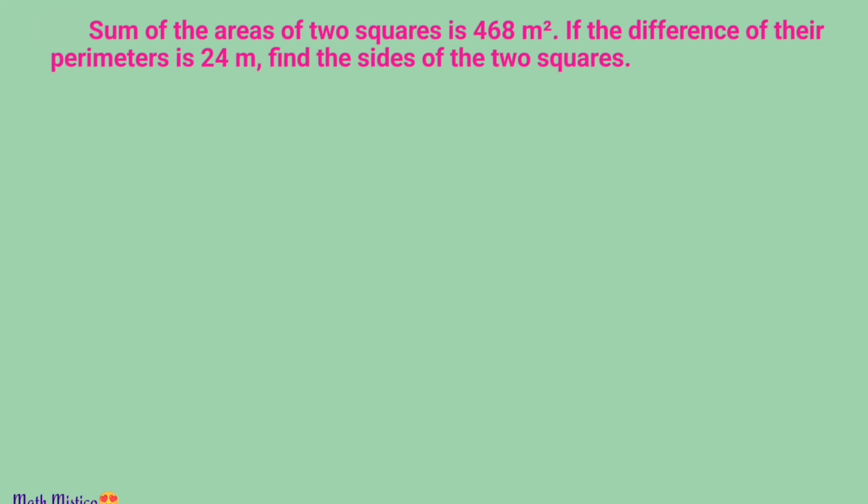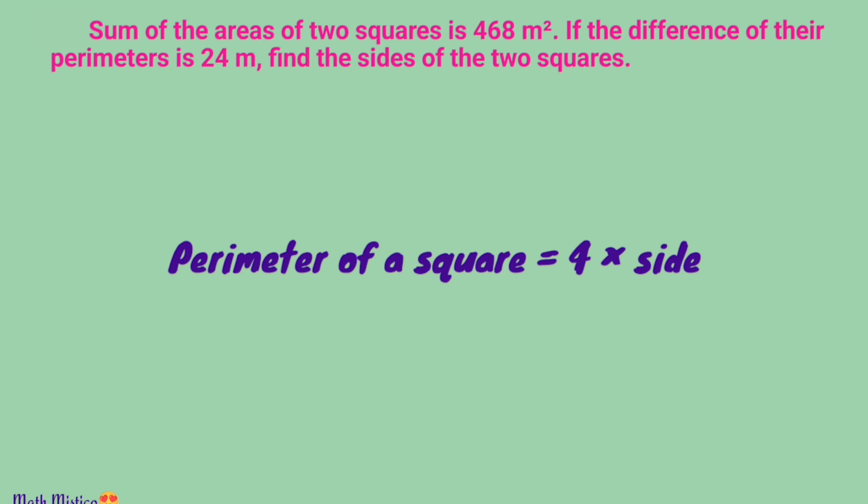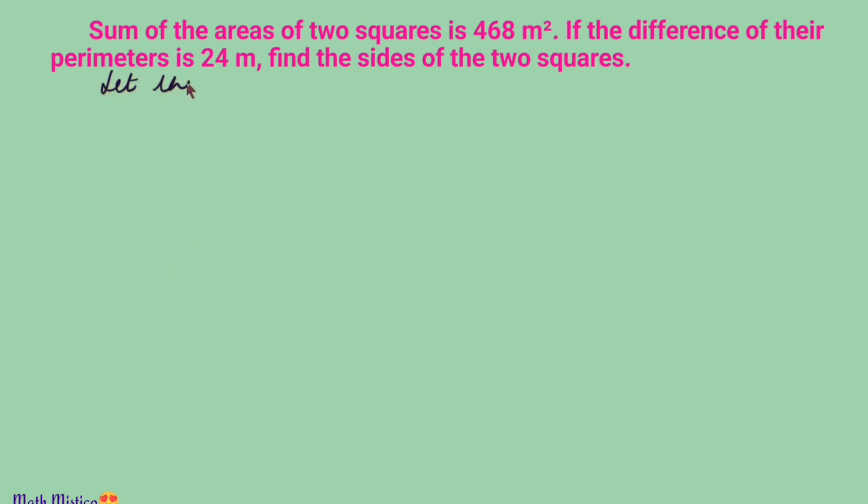Sum of areas of two squares is given and difference of their perimeter is 24 meters. We have to find the sides of the squares. As the relation between the sides is not given, we will consider the perimeters. Perimeter of a square is 4 into side. So let us take the side of the smaller square as x meters.